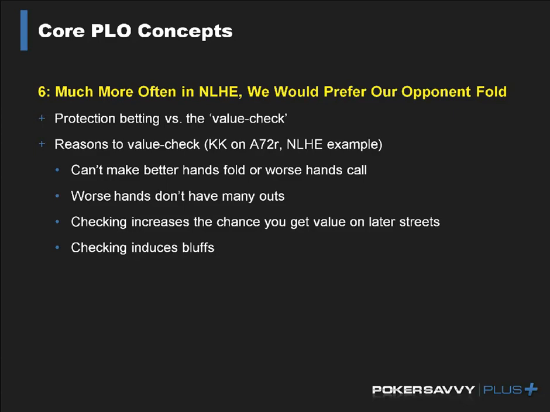You can't make better hands fold or worse hands call. They're going to call with all their aces or check raise or whatever. They're not going to generally call with worse pocket pairs, although I guess sometimes they might. And there may be cases where it makes sense to bet the flop with kings on a 7 deuce rainbow, but as a default, to check behind makes a lot of sense, and here's why. Can't make better hands fold or worse hands call for the most part. Worse hands don't have many outs. You're in this way ahead, way behind situation, and particularly when you have the best hand, you're way ahead.